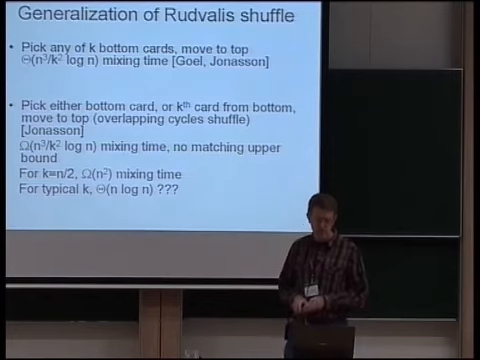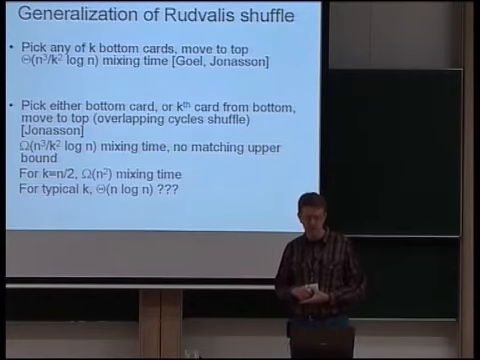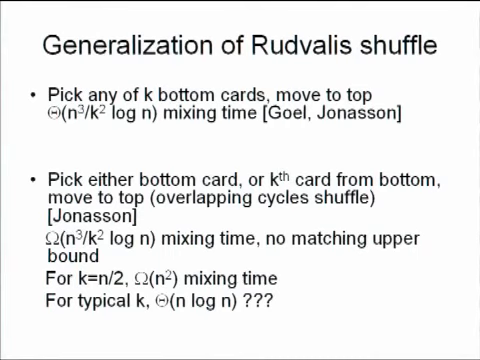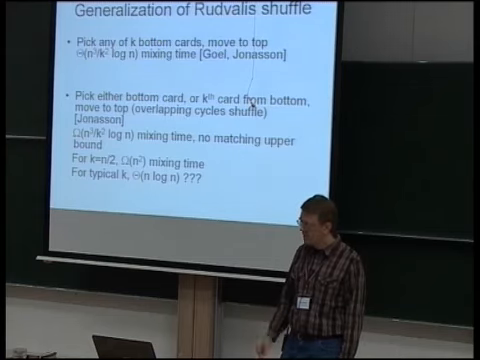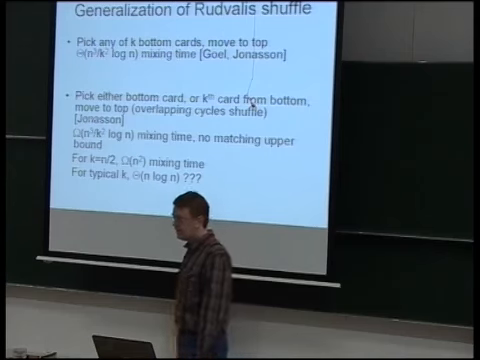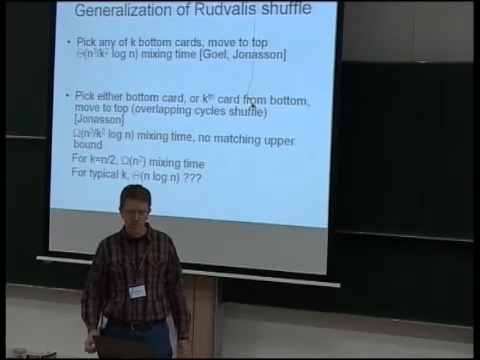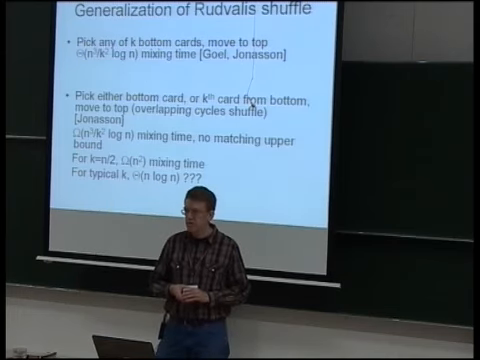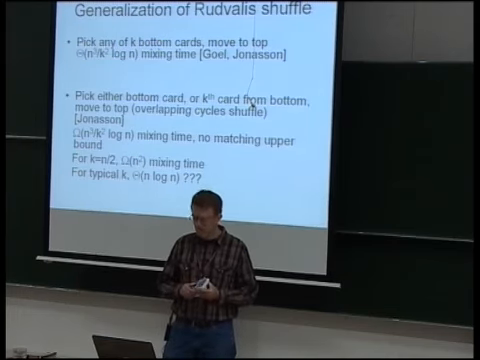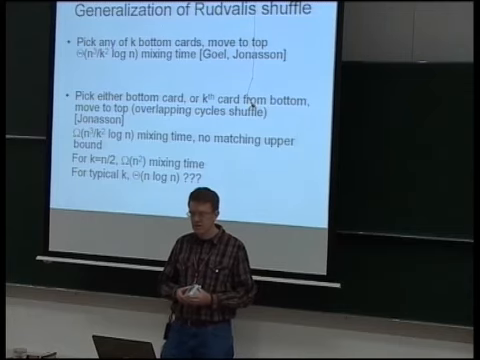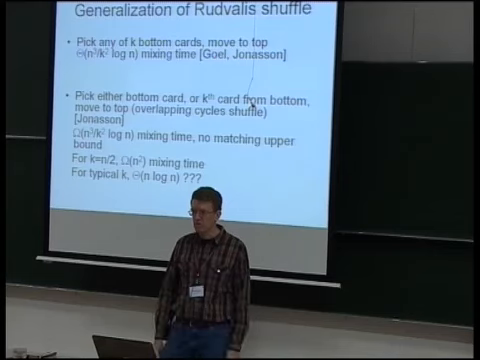And the other generalization was looked at by Ullman, where you take either the bottom or the (n minus k)th. And he showed that it takes at least order n cubed over k squared log n time to mix, but there wasn't any kind of matching upper bound, and indeed there can't be, because he showed that if you take either the bottom card or the (n over 2)th card and move it to the top, this is going to take at least order n squared time to shuffle.